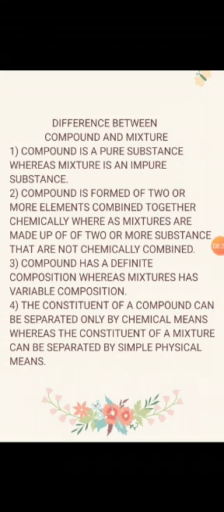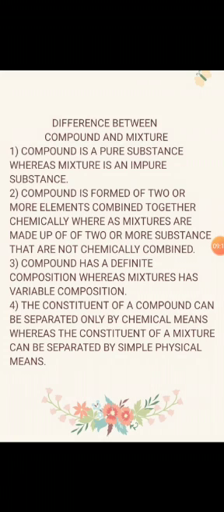We can separate the constituents of mixtures by physical means because of this property of mixtures, that they are not chemically combined. A compound has a definite composition, whereas a mixture has a variable composition. As I said, 2 hydrogen atoms and 1 oxygen atom combine to give 1 molecule of water. So it has a definite composition. The constituents present in a compound have a fixed ratio, whereas mixtures can be mixed in any proportion, in any ratio, in variable composition.